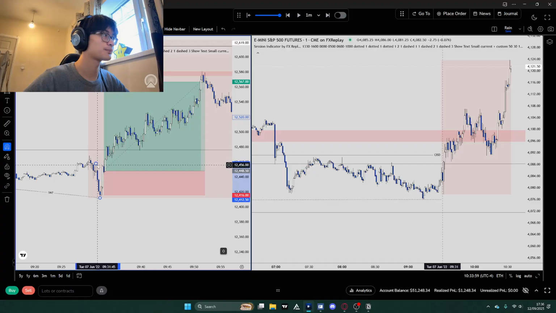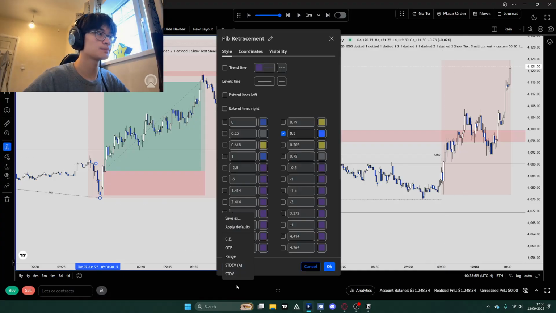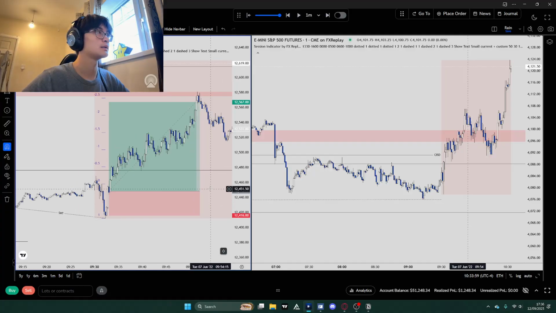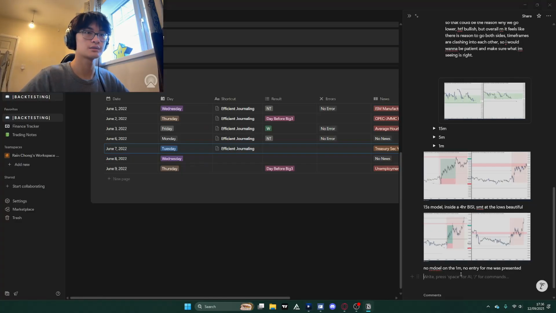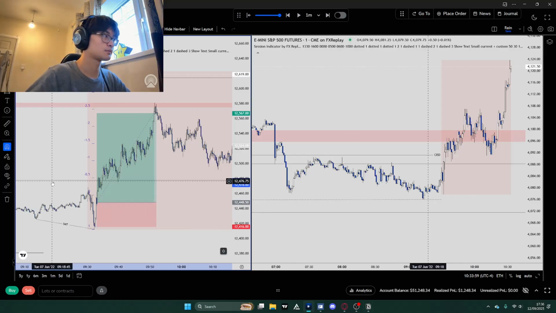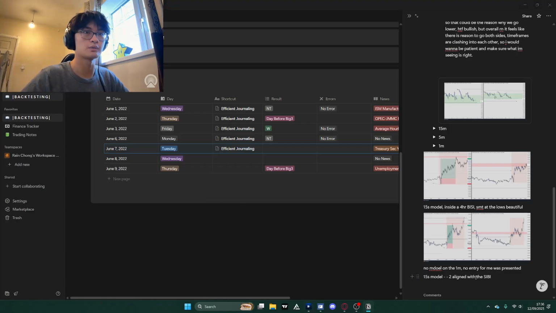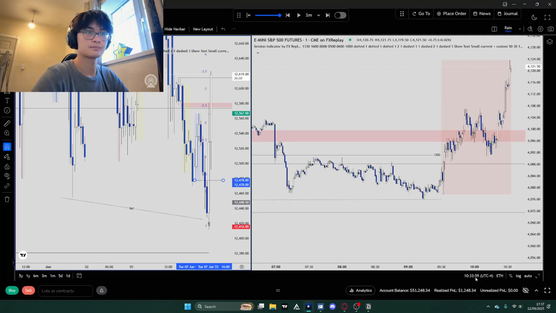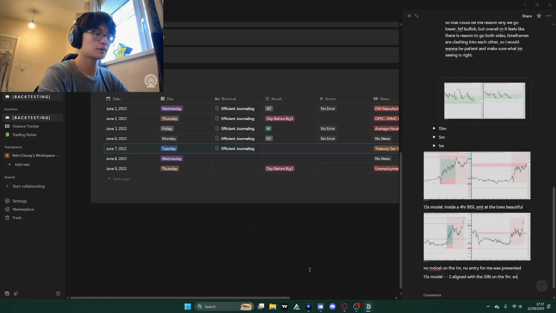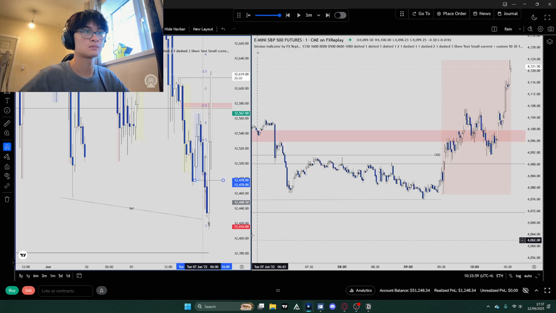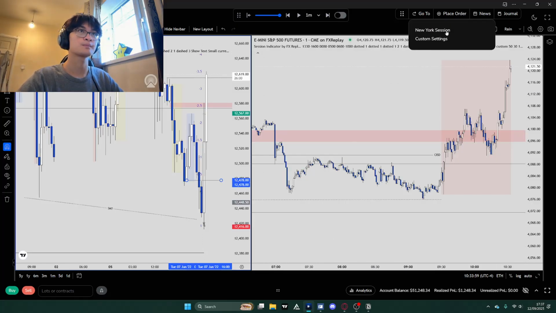Measure standard deviation. Yeah, a -2 aligned. So -2 aligned with the city on the 1 hour, and also aligned with the high. Okay. Next session.